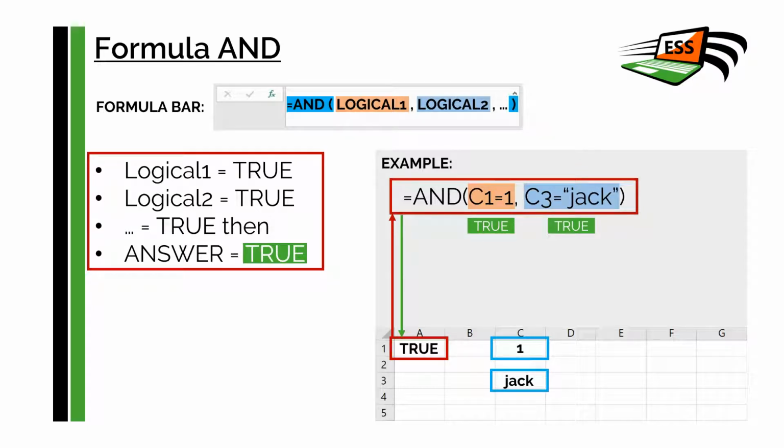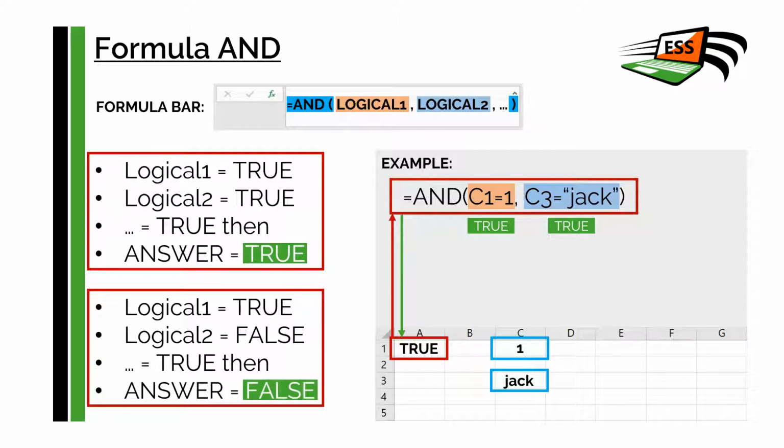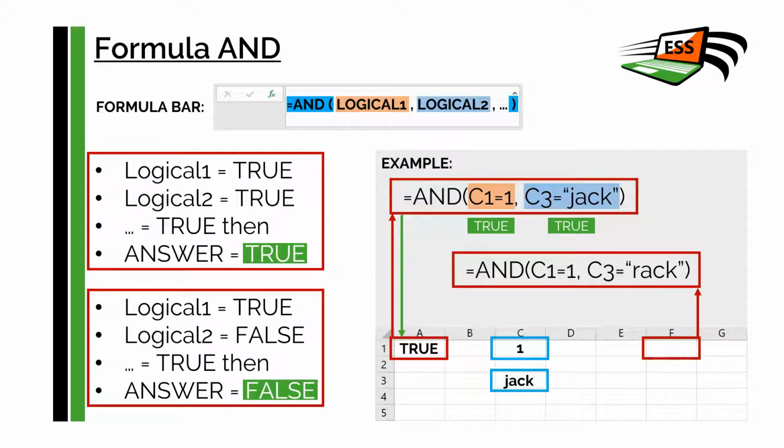Let's consider the other scenario. Logical 1 equals true. Logical 2 equals false. And if you had any other logical tests in there and they are true or false, then we have an answer of false. Again, let's look at the example. In F1, if we typed in equals AND, and C1 equal 1. Is that true? Yes, it is. Is C3 equal to Rack? No, it's not. Therefore, it's false. And therefore, the result that we receive in F1 is false.